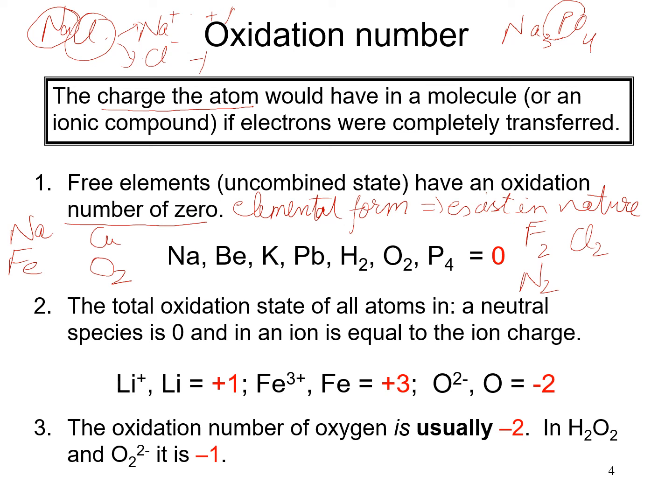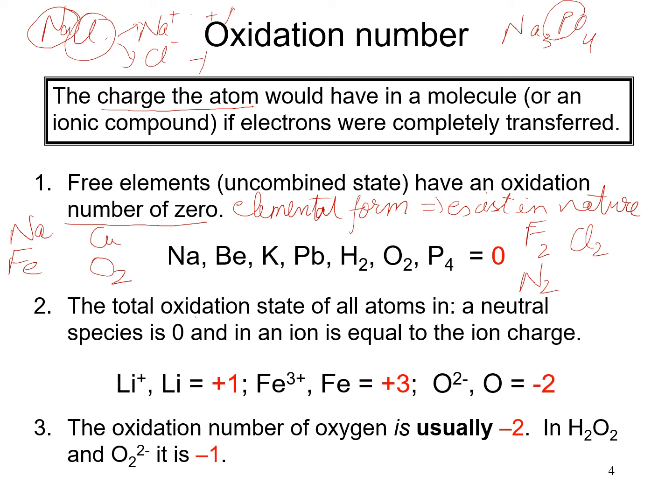So we move on to the next rule, which is rule number 2. The total oxidation state of all the atoms in a neutral species is equal to 0, and in an ion it is equal to its ionic charge. So what does the first part of this rule say?